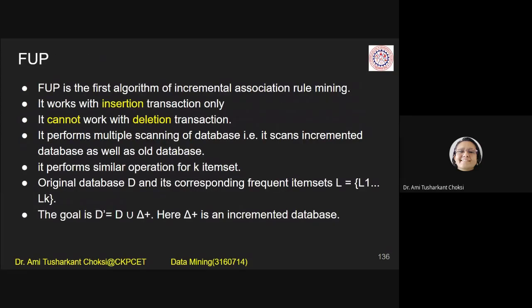So what do we say about the FUP algorithm, that is the fast update algorithm? It is a fast algorithm of incremental association rule mining. It works with insertion transactions only. It cannot work with deletion transactions. I have given different colors also to show what is there and what is not there. Fine, so it makes your life simple. It works with insertion transactions only and it cannot work with deletion transactions.